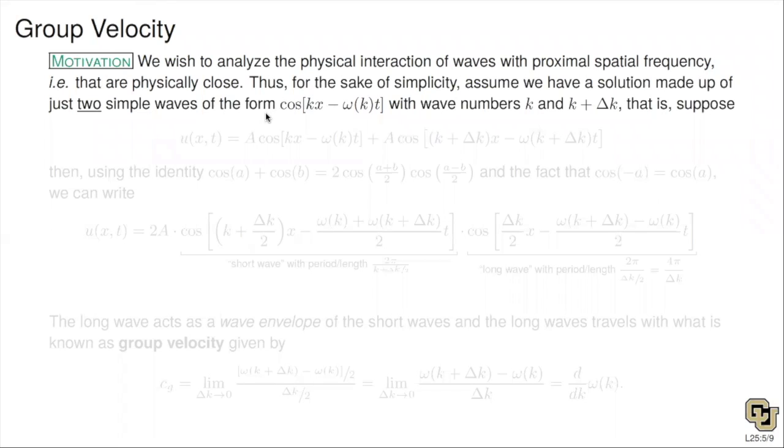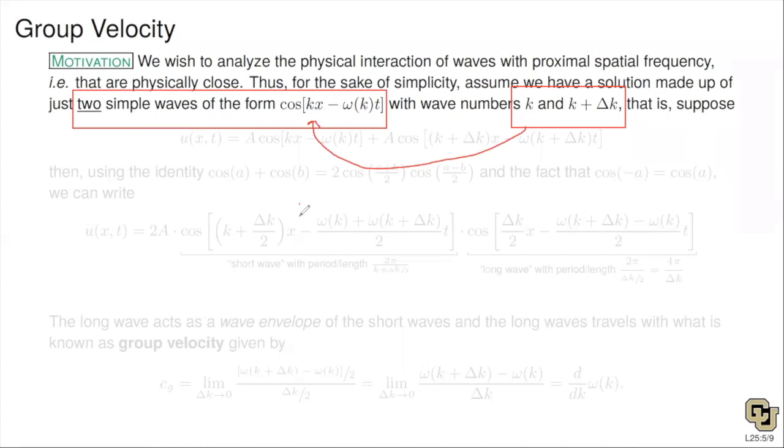So, okay, let's start by analyzing waves that are physically close. For baby steps, let's just look at the case where we have two simple waves of the form cosine(kx minus omega t), where omega is a function of k. And here we'll have two wave numbers, k and k plus delta k. So think about what that means. k has to do with the frequency on the x-axis. Okay, so I've got a wave here with some frequency, and then I want another wave with basically very close but slightly smaller frequency.